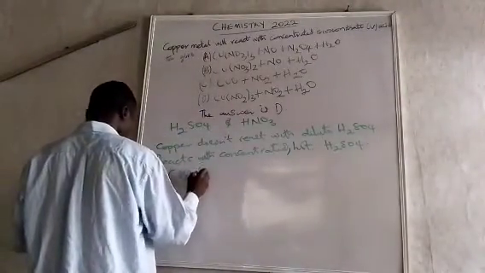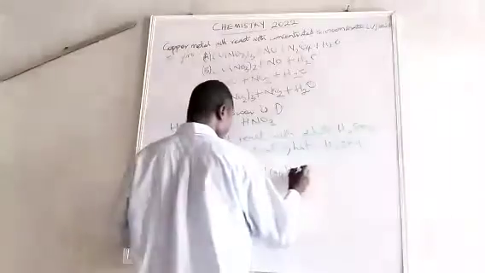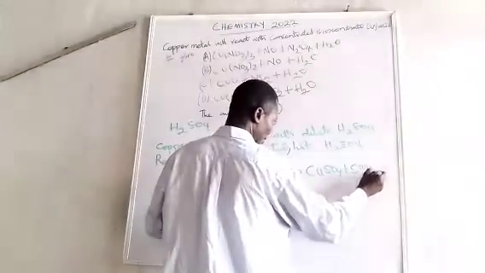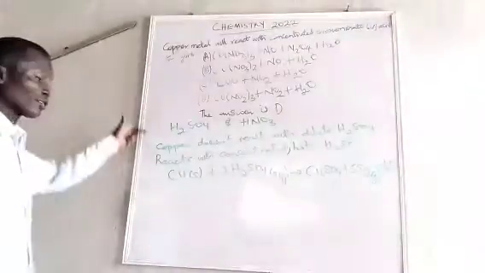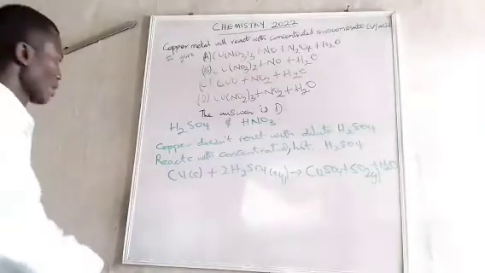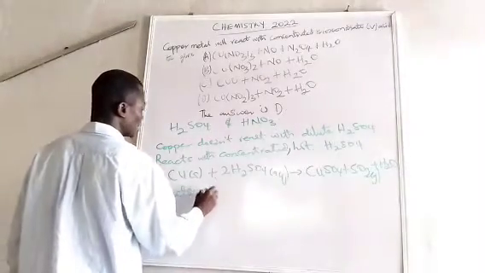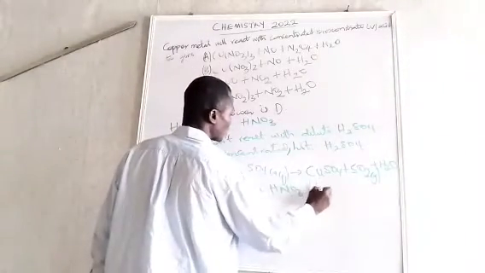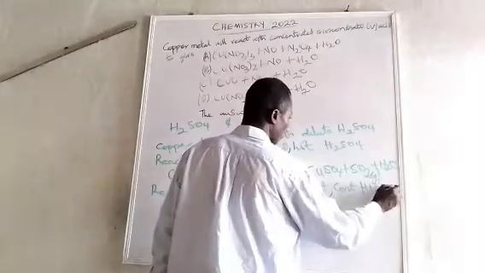We have the concentrated hot H2SO4. So what does it bring out? Cu plus 2H2SO4 gives us CuSO4 plus SO2 gas plus 2H2O. Please take note of this. All these things I'm writing are in case they come out in your exam. The other one is when it reacts with dilute HNO3 and hot, concentrated HNO3. Let's see the outcome.